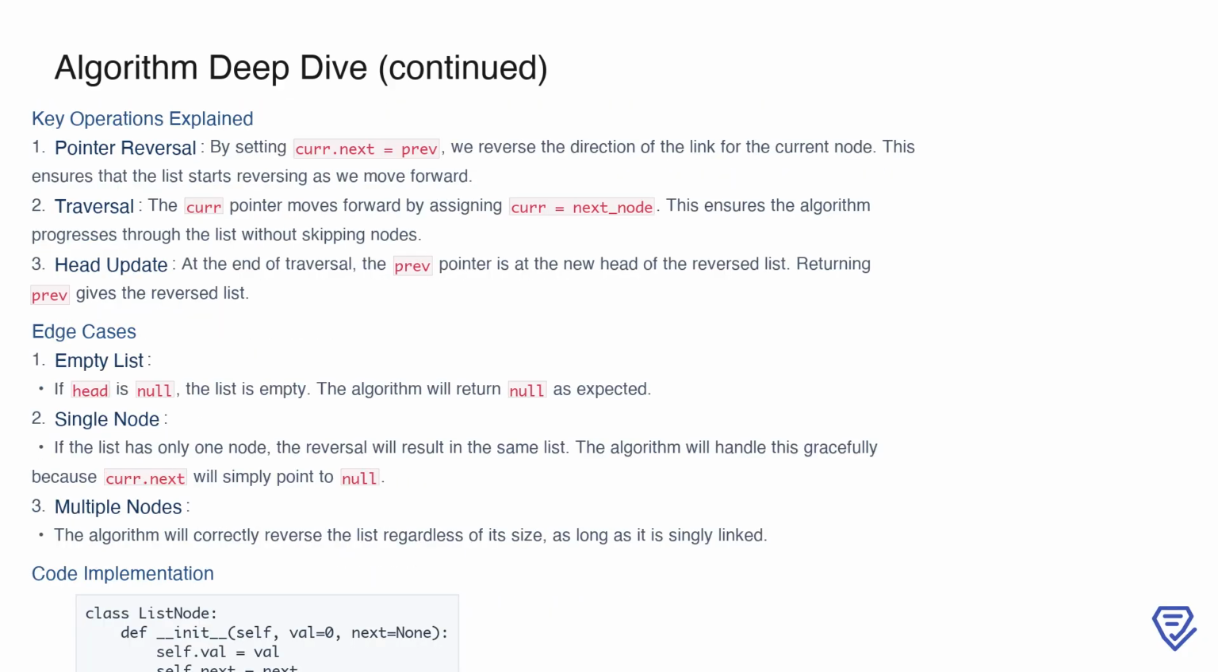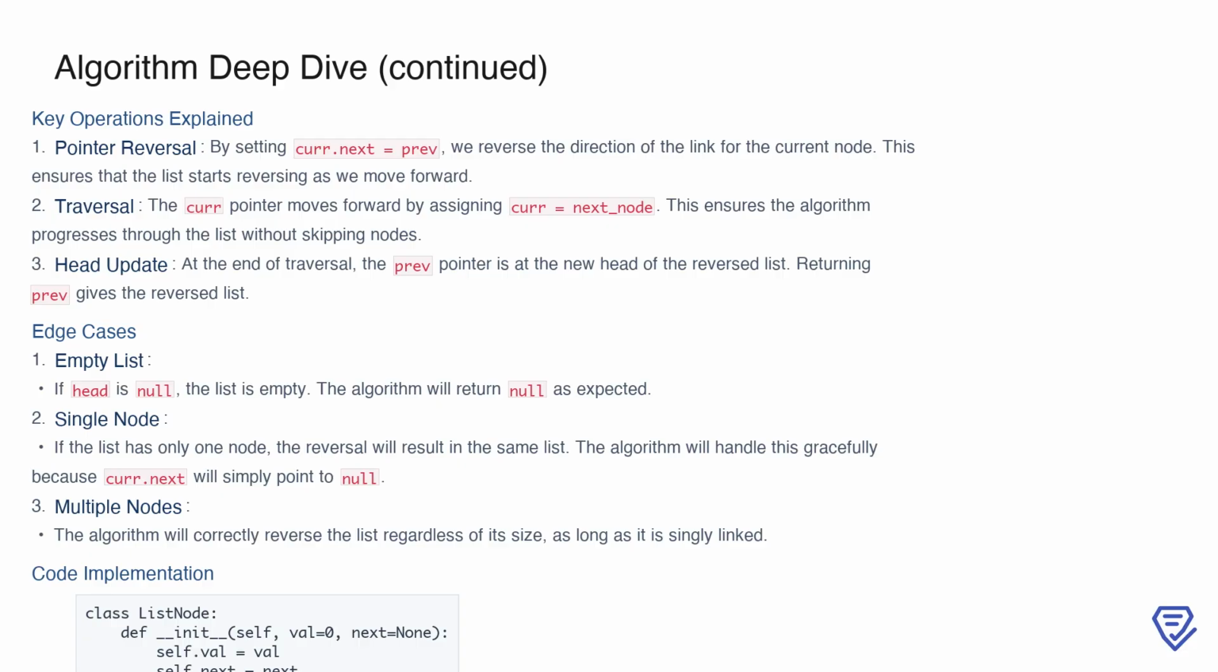The process of reversing the list hinges on 3 key operations. The first is pointer reversal, where we set cur.next equals previous. This step is crucial because it changes the direction of the link for the current node, starting the process of reversing the list. The second operation is traversal, where we advance the cur pointer by assigning cur equals next_node. This ensures that we continue processing each node in the original list without skipping any. The final step is updating the head of the list. At the end of the traversal, the previous pointer will point to the new head of the reversed list, and returning previous completes the reversal.